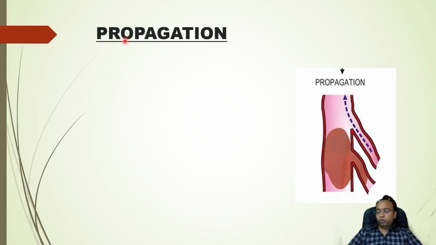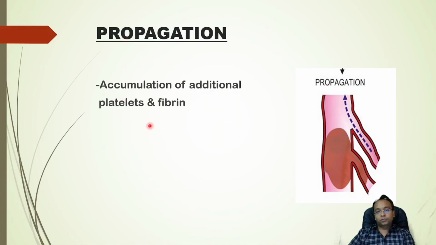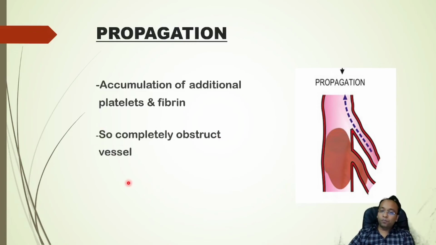All right. Sometimes the thrombus can propagate, with accumulation of additional platelets and fibrin. So it will finally completely obstruct the vessel. The vessel can be completely obstructed by platelet and fibrin accumulation, right? So that is the propagation, not traveling. Propagation means obstruction of the vessel because of accumulation of more platelets and fibrin.